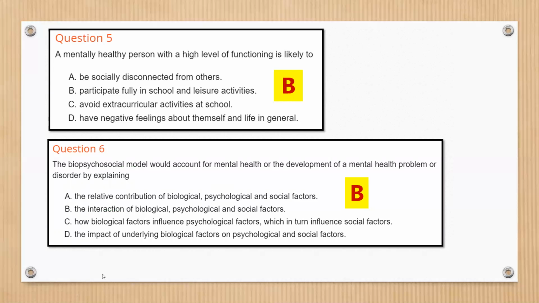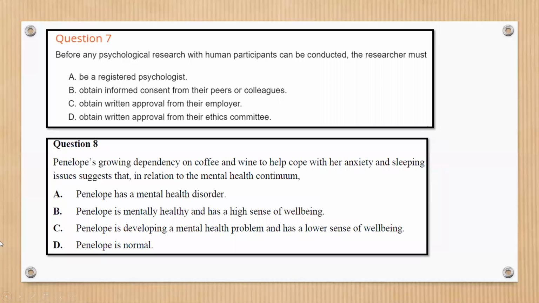Alrighty, so moving on with our multiple choice. The next one is question 7. So before any psychological research with human participants can be conducted, the researcher must, and you've got some options there, and the best answer is D, so obtain written approval from the ethics committee. Now this is just connected to research with mental health participants and that kind of stuff.